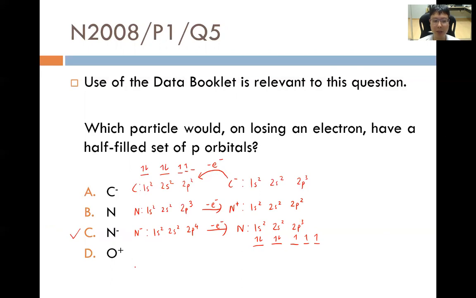Just for completeness' sake, for the O+, we will start with the oxygen atom, which is 1s2, 2s2, 2p4. For the O+, we have to remove an electron, and we'll remove it from the highest energy orbital, which is from the p orbital, and hence the O+ will be 2p3. If the O+ ion were to lose an electron, it would form the O2+ ion, and the O2+ ion would have an electronic configuration of 1s2, 2s2, 2p2. And this is not a half-filled set of p orbitals. So just a reminder again, for this type of question, you always have to write out the electronic configuration before you can decide whether the statement is true or not.